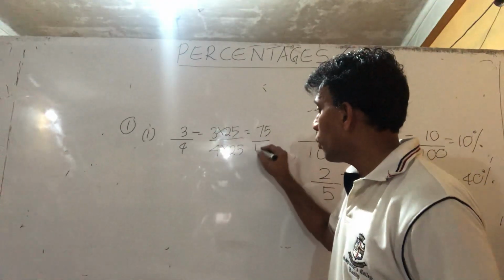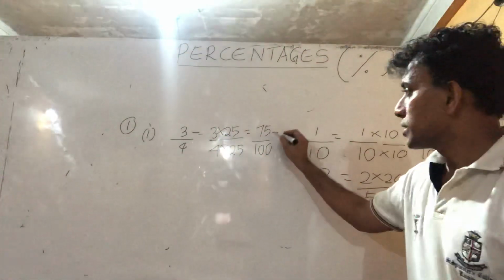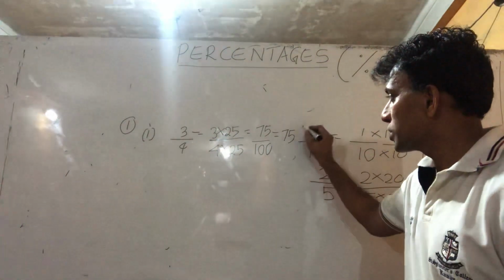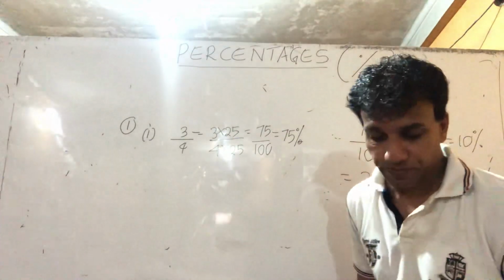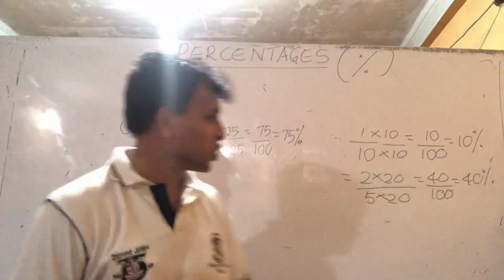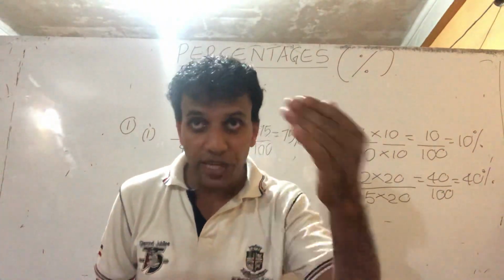75 over 100. So what is the answer? 75 percentage. Okay, that's the method. Next, 1 over 10. I showed 1 over 10. It's completed. Okay. Next one, try 15 over 20.